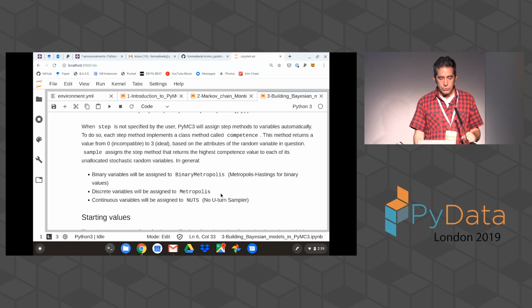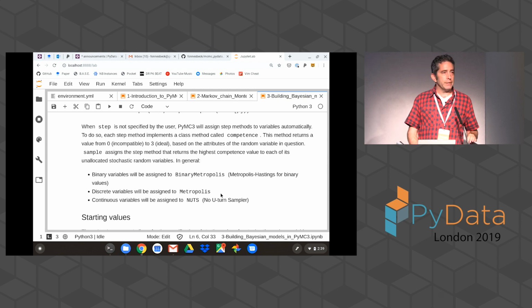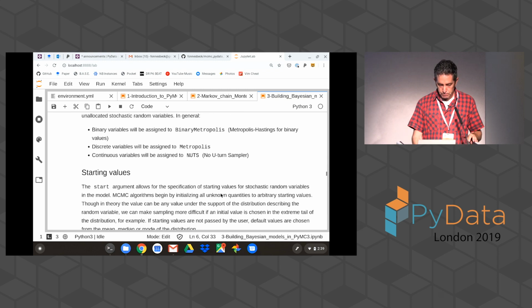Otherwise, it will be assigned to this NUTS algorithm that I'm going to talk about in a second, which is an auto-tuned version of Hamiltonian Monte Carlo, essentially. So all those choices we had to make before about leapfrog, step size, and when to stop, those sorts of things.